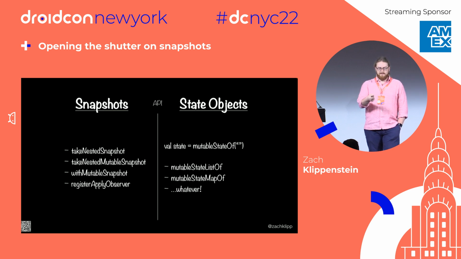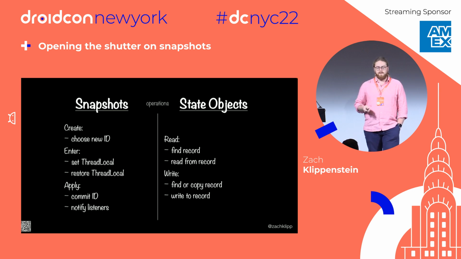State objects, on the other hand, mutable state list of, mutable state map of, and mutable state of are the three state objects that ship with Compose. Again, you can create your own, but these are the three that it comes with. And if we're going to look at what they can do, state objects are pretty simple. You can read from them and write to them.